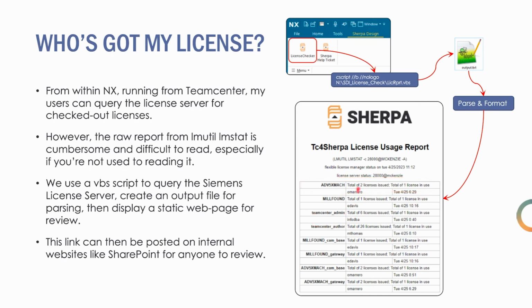Okay. So I've got 2 licenses issued, 1 in use. I got 1 license issued, 1 in use. Okay, so Mill Found, I can see this user has that. This is a really nice report that the users can run from within NX. We also have some hooks out there for managers and whatnot to just run a command line tool, and it will also kick out this report.